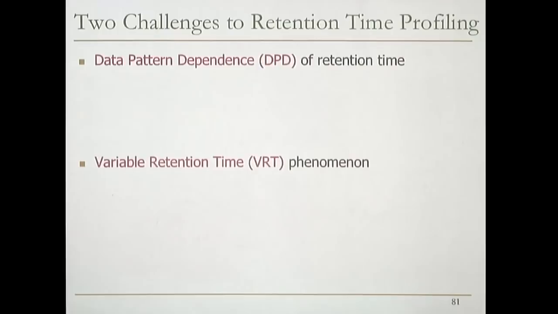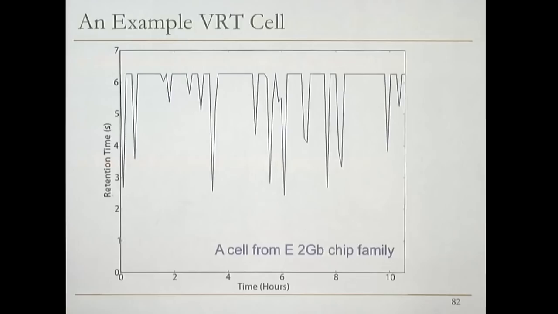Okay, let's assume that you figure this out somehow. There's another problem, which is actually perhaps harder to solve. It's called the variable retention time phenomenon. And this is a physical phenomenon: you test the retention time today, and the cell can retain data for, I don't know, 8 minutes. It's possible, actually. Sometimes the cell retains data for 8 minutes. But you test the retention time 5 hours later, or even 2 minutes later, and the cell retains data only for 64 milliseconds. And it turns out this is a random process.